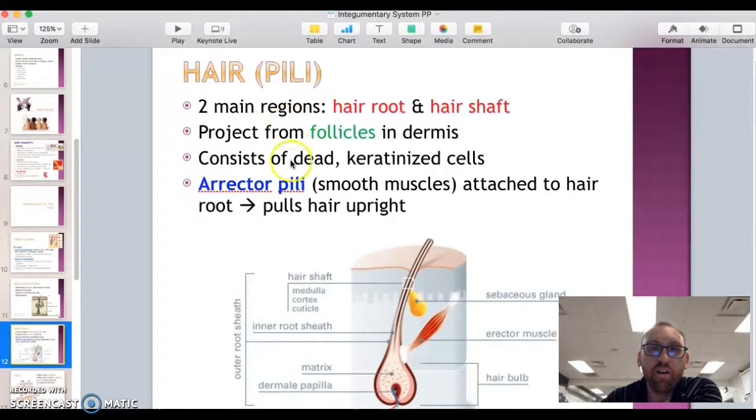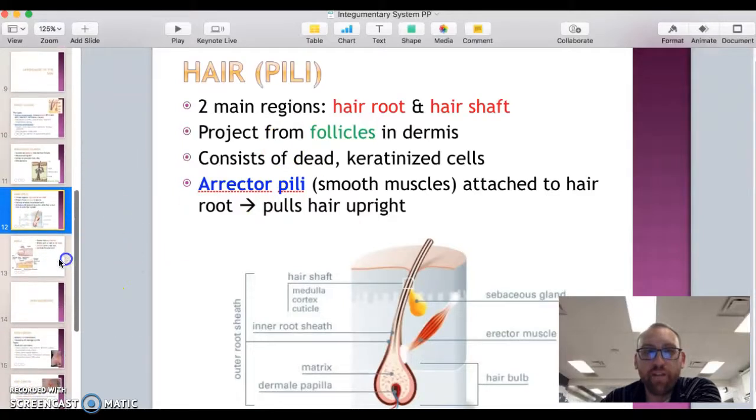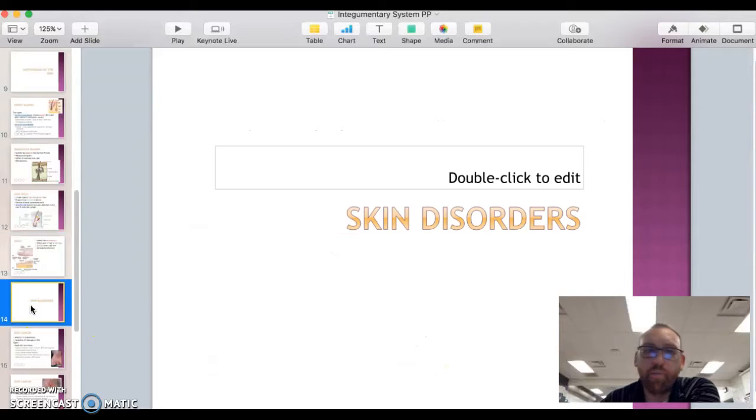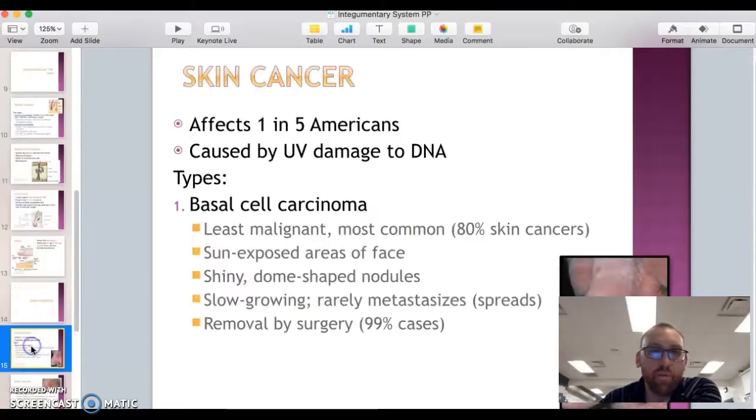You also have hair. Hair is there that can help retain some heat. The hair is mainly built of dead skin cells. You also have nails, which are actually dead skin cells that your body can make. So we're not going to go as much in depth with those. A couple things that I do want to talk to you about, though, is skin cancer.